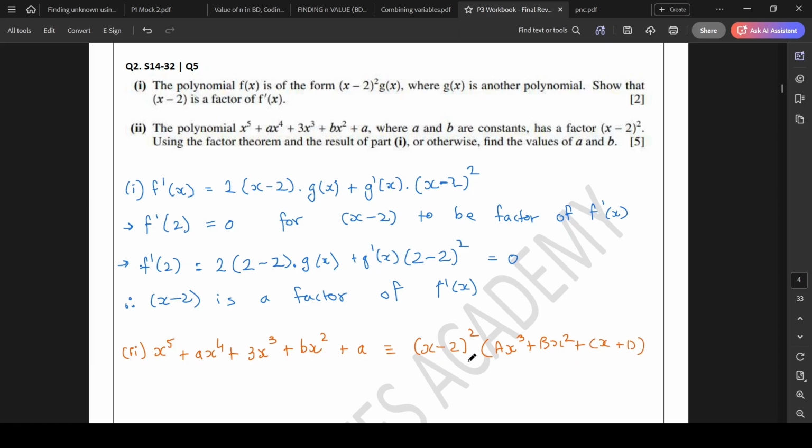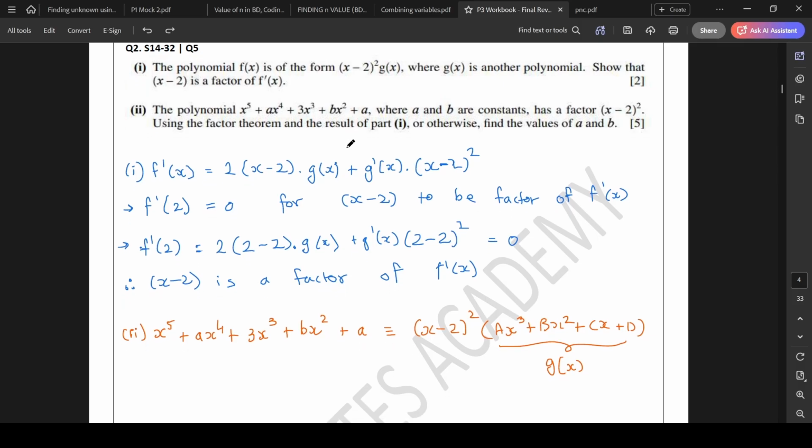I know that if I multiply my quadratic and cubic polynomials, the maximum power that I can get is a power of 5. So basically, if you notice, this is the same as this, where this is nothing but your g of x. I am utilizing the information from part 1. This is your g of x. So if you have (x minus 2) squared multiplied by some kind of polynomial, as they mentioned that g of x is another polynomial, I know two things. Because I have two unknowns, a and b, I need two equations to solve for them. That is why I require two pieces of information.